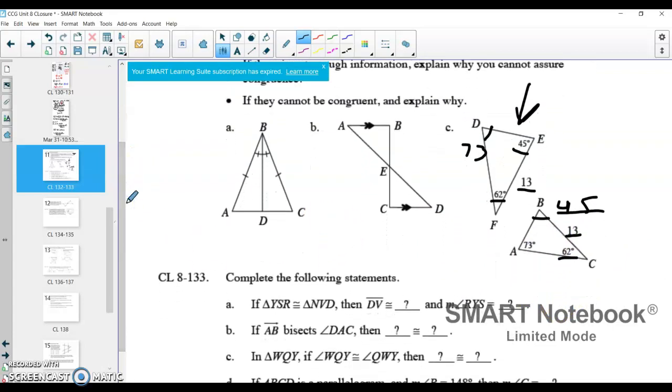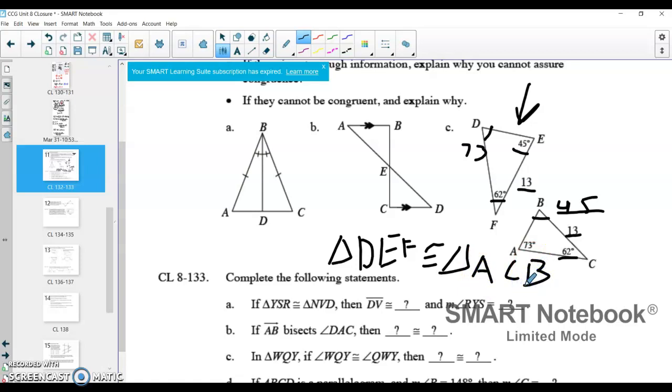These triangles are congruent. You can say that triangle DEF is congruent to triangle, let's match this up, ACB. Sorry for the messy handwriting. These triangles are congruent like the first one through side, angle, side congruency. All right, and those are the three ones there, A, B, and C. A was congruent, B was not, C is.